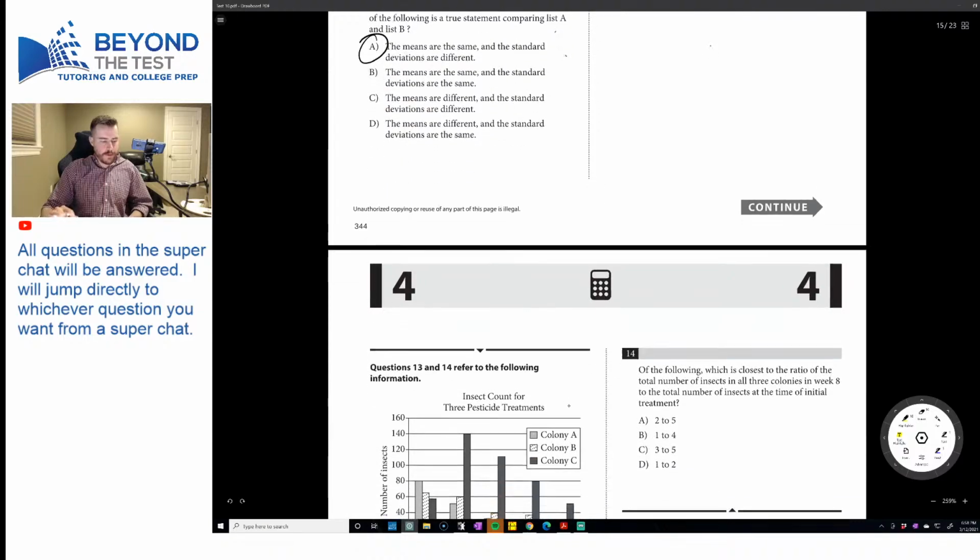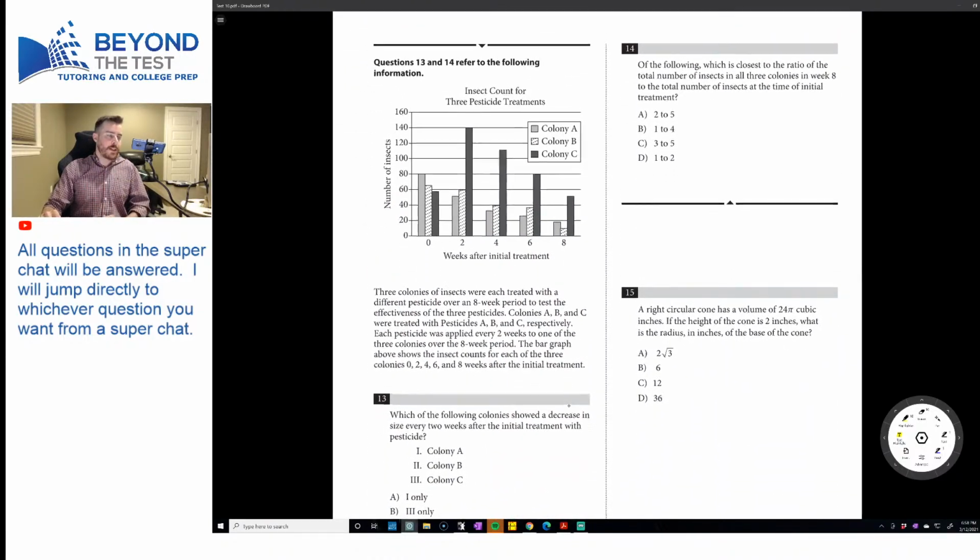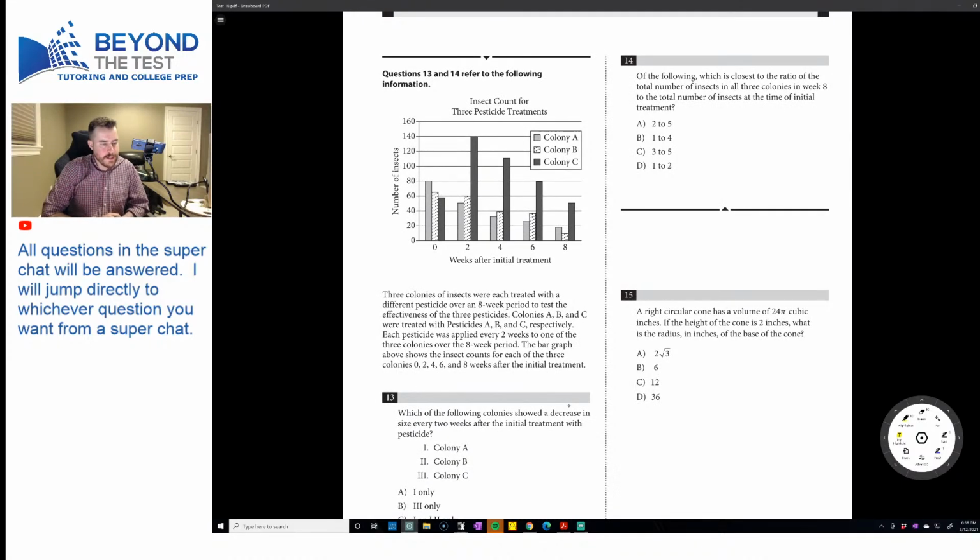All right, moving on then, let's go to the next page here. And let's read through this. Oh, it looks like a lot of stuff here. It says 3 colonies of insects were each treated with different pesticides over an 8-week period to test the effectiveness of the 3 pesticides. Colonies A, B, and C were treated with pesticides A, B, and C respectively. Each pesticide was applied every 2 weeks to one of the 3 colonies over the 8-week period.